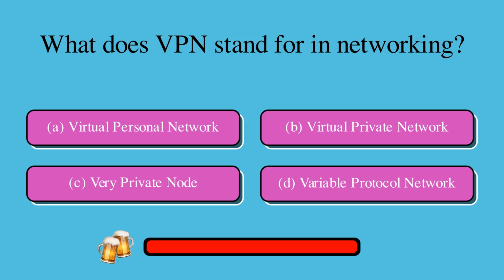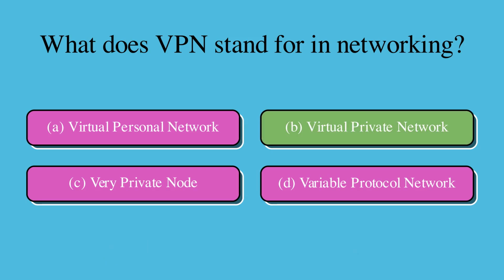What does VPN stand for in networking? Is it A, Virtual Personal Network, B, Virtual Private Network, C, Very Private Node, or D, Variable Protocol Network? The correct answer is B, Virtual Private Network.